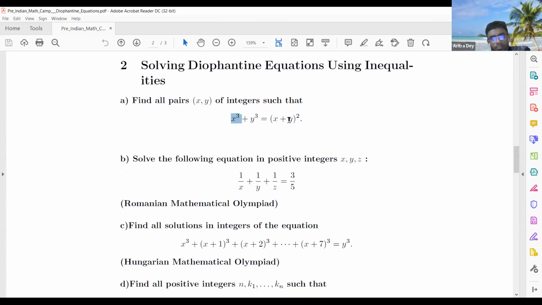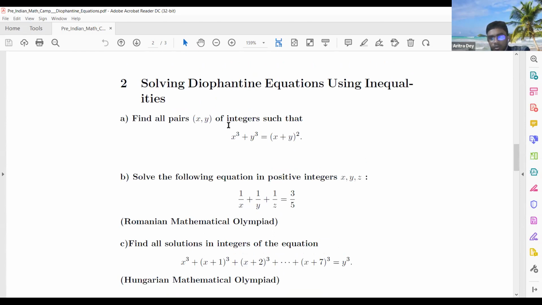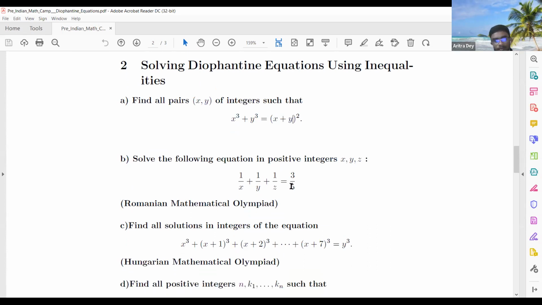So in this particular problem, 2a, here also you can assume the ordering. Because again, if you replace x by y and y by z, it doesn't matter. So here again you can particularly assume the ordering and do this.